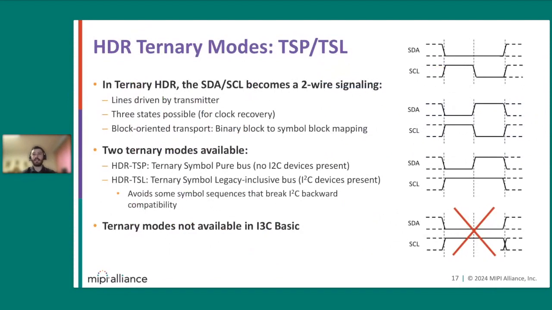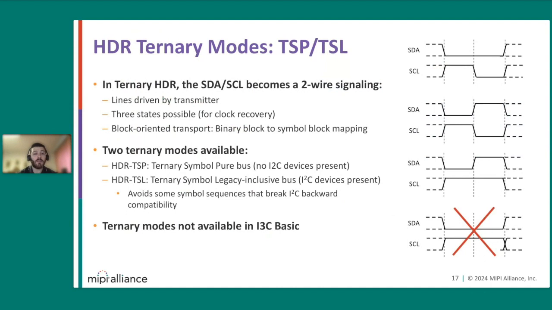Okay, so let's dive into what these different modes are. There's the ternary mode. In ternary mode, basically we transition the bus to become a two-wire signaling. Lines are driven by a transmitter, and three states are possible with clock recovery. As you can see, those three states are here on the right side.